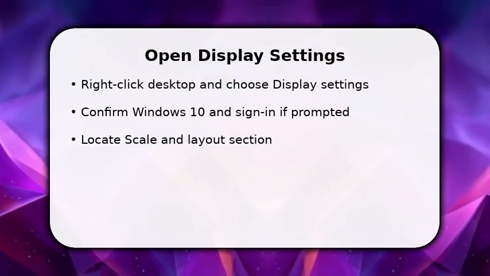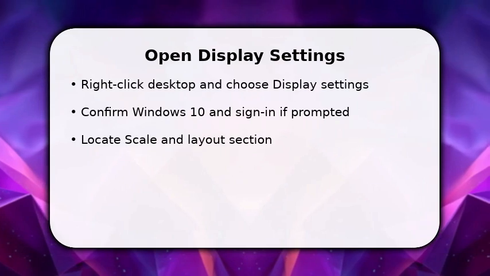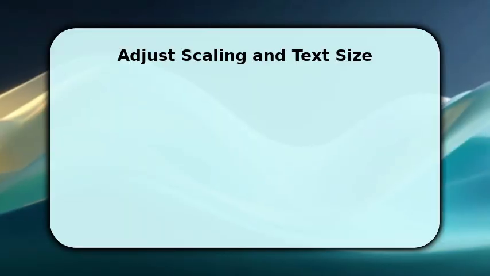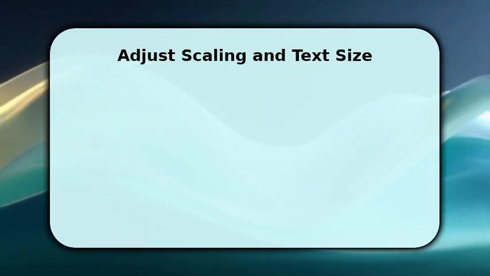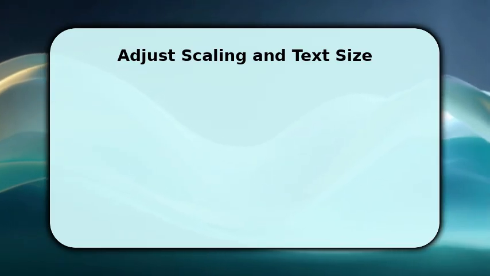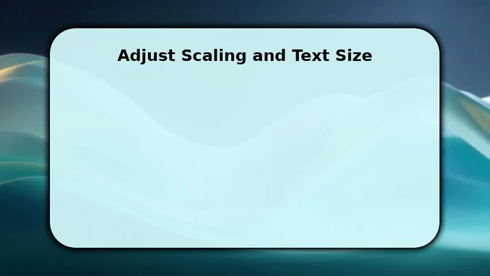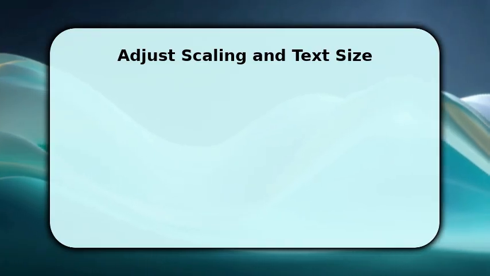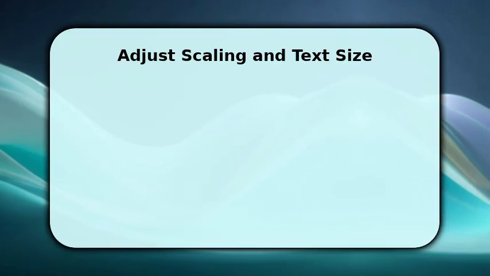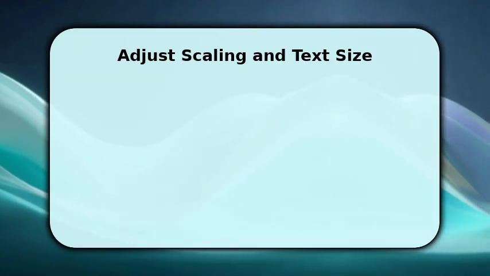Now adjust scaling to increase font and UI elements together. This preserves layout and app proportions. Choose a recommended preset such as 125% or 150% for immediate effect, because presets balance readability and screen space. If you need a custom value, click Advanced Scaling Settings and enter a precise percentage. This helps when a preset is too small or large.